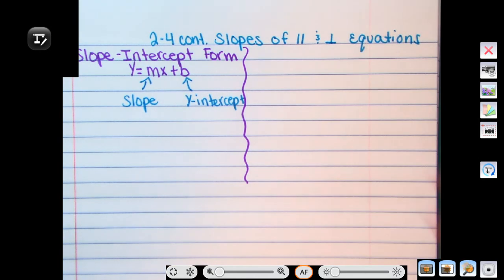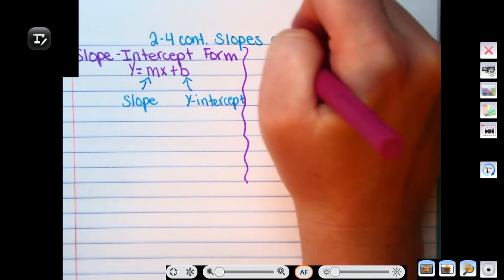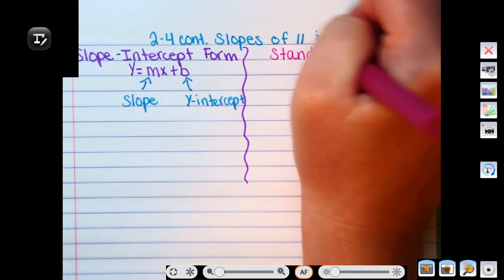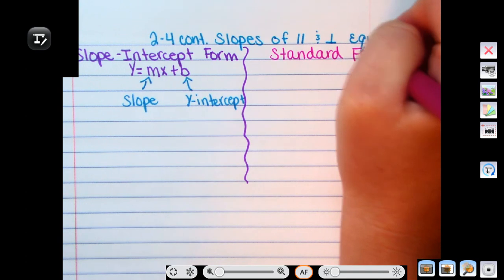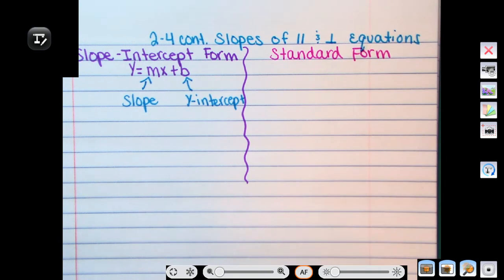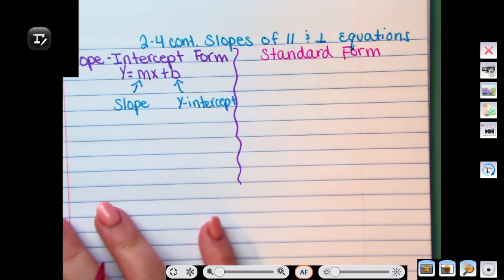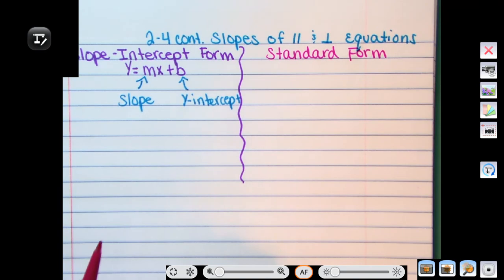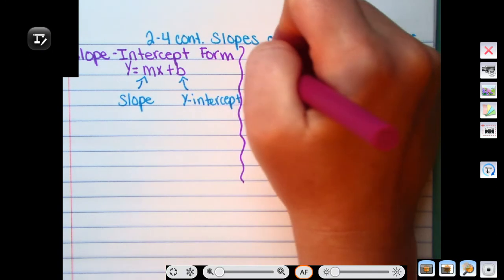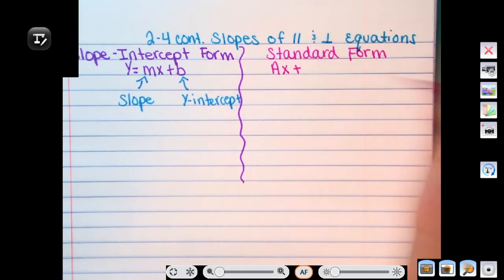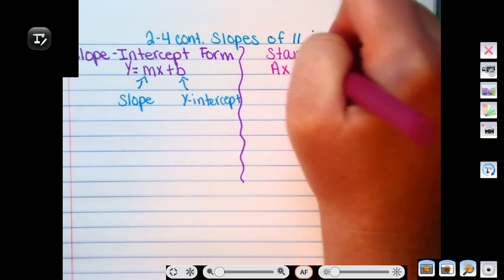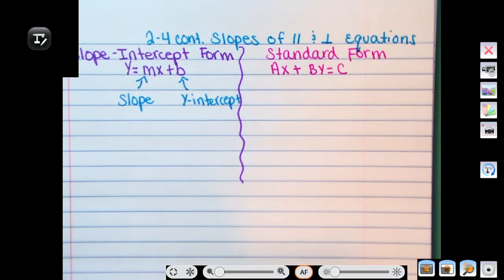And standard form looks like this. Do you remember what standard form looks like? This tends to be one that we forget a lot of the time. You might have a guess of what this form is, but you might not know. Standard form looks like this: Ax plus By equals C. And the thing about standard form is that it really doesn't tell us anything about the line just by looking at it.